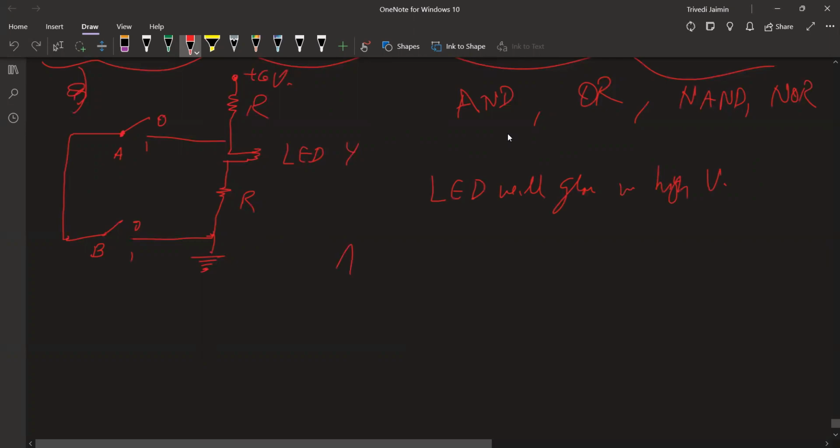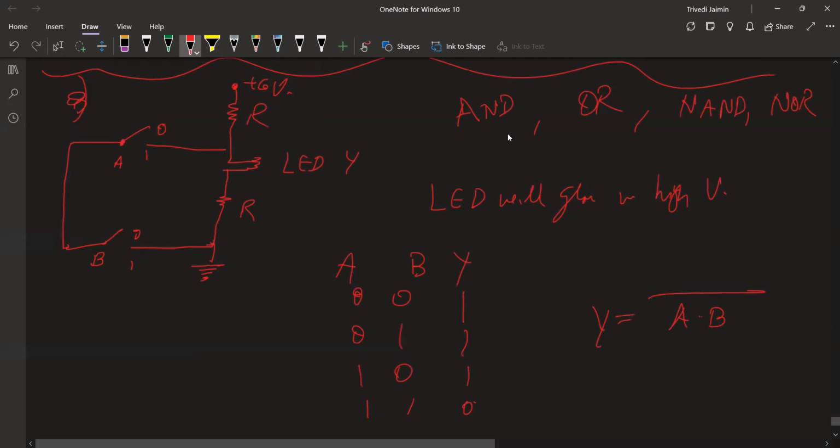The truth table of A, B, and Y can possibly be 0, 0, 1; 0, 1, 1; 1, 0, 1; 1, 1, 0. This is for A dot B bar, which is NAND gate.